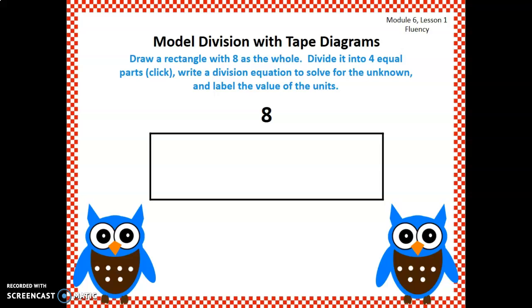This time we have 8 as the whole. We're going to divide it into 4 equal parts. Write the division equation to solve for the unknown and label the value of the units. I think if I divide it into 4 equal parts, it would be 8 divided by 4.